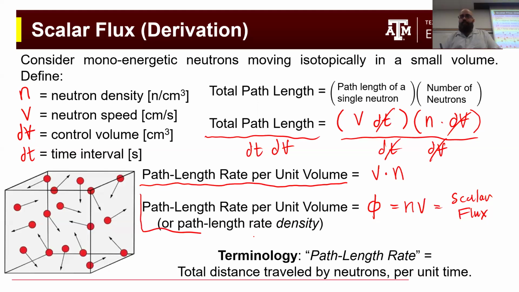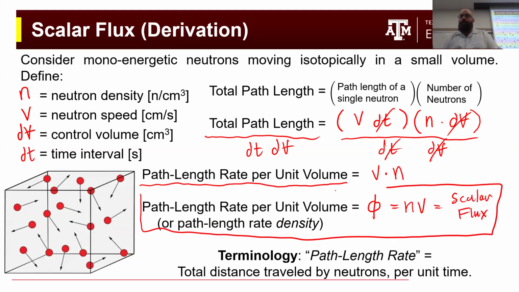So in this context, the scalar flux is what we want to think about in terms of having those units of path length rate per unit volume. And that's the way that I like to think about the scalar flux. It's got units of neutron path length per unit time per unit volume. So you're adding up the distance traveled by all of those neutrons, and then you're looking at that on a per unit time basis, which makes it a rate, and on a per unit volume basis, which makes it a density. So sometimes this is referred to as a path length rate density, and that's all that it means. It's just based on how we've set things up and based on the units.